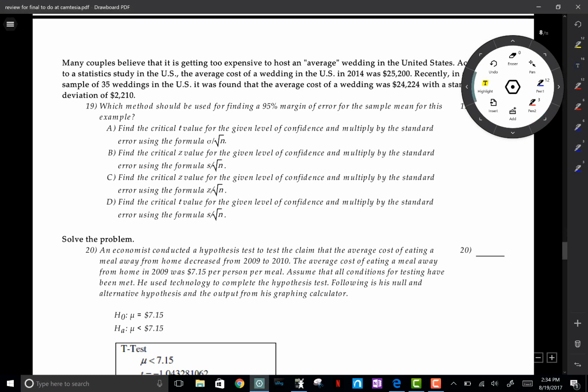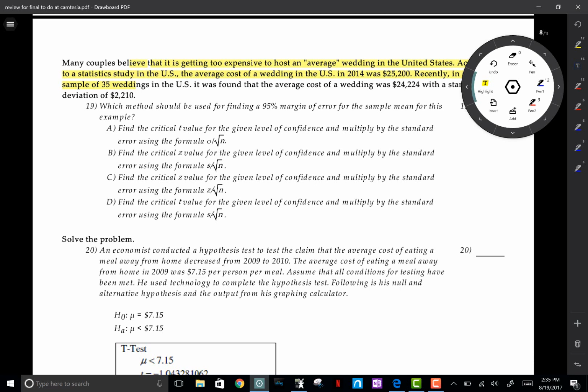Many couples believe that it's getting too expensive to host an average wedding in the United States, and according to a statistics study in the US, the average cost of a wedding in the US in 2014 was $25,200. Recently, in a sample of weddings in the US, it was found that the average cost of a wedding was $24,224, with a standard deviation of $2,210. Which method should be used for finding a 95% margin of error for the sample mean in this example?